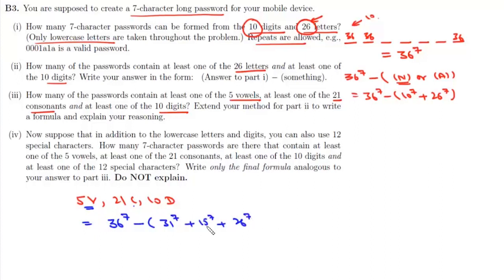So this is N(A) plus N(B) plus N(C) minus N(A intersection B). Now if both vowels and consonants are missing, then we'll have just digits. So it will be simply 10 to the power 7. Now if vowels and digits are missing, just consonants, it will be 21 to the power 7, and then minus, if consonants and digits are missing, we'll have just vowels, and there'll be 5 to the power 7. And that is the answer to this part 3.